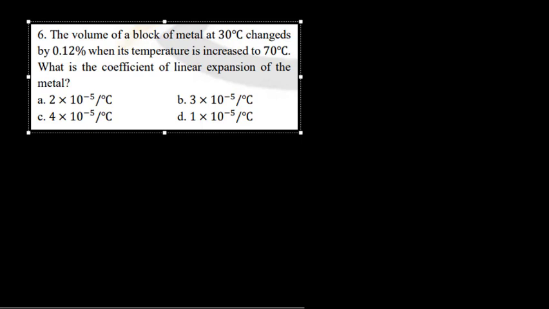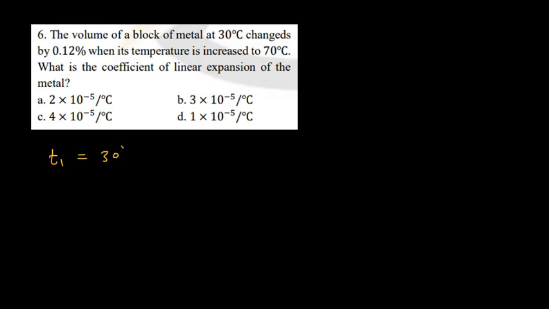Now here, this sixth question: the volume of a block of metal at 30 degrees Celsius changed by 0.12% when its temperature is increased to 70. What is the coefficient of linear expansion? Again the same kind of question. So you have initial temperature T1 is 30 degrees Celsius, final temperature T2 is 70 degrees Celsius. So delta T we have 40 degrees Celsius.